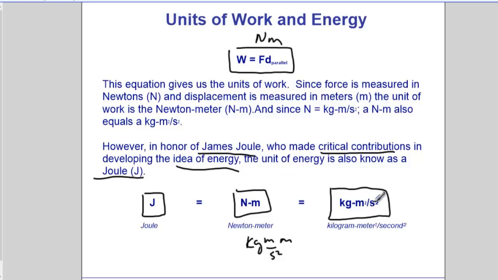Very rarely will you say, oh yes, so-and-so did 65 kilogram meters squared per second squared units of work on this. But all of these units can be broken down into fundamental units. And interesting, mechanics deals primarily with mass, length, and time. You can do anything with those three quantities. So beautiful.